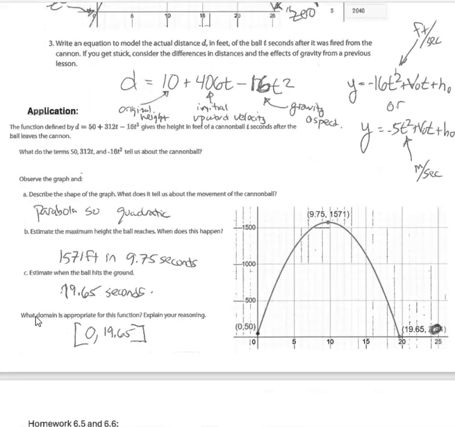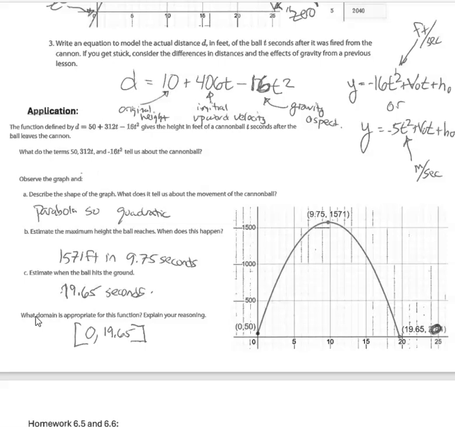We then looked at this problem right here. They gave you the equation 50 plus 312t minus 16t squared, and they asked, what is the 50? We know the 50 is the original height, the 312 is the original upward velocity, and then negative 16t squared is accounting for gravity. Describe the shape of the graph. It is a parabola, so we know it's going to be quadratic. And then it says estimate the maximum height. On here, it looks like the maximum height is going to be 1,571 at about 9.75 seconds.